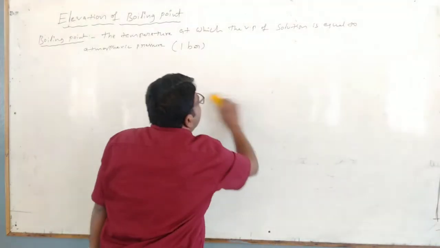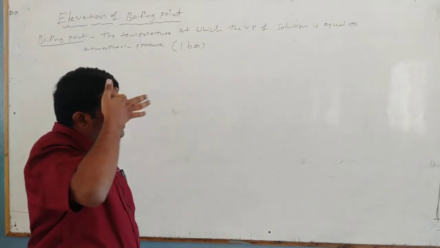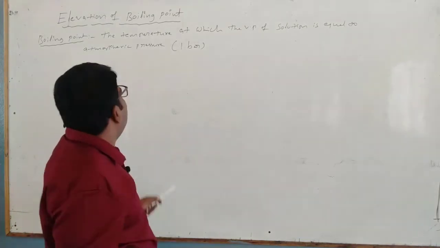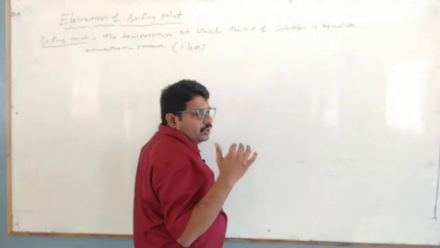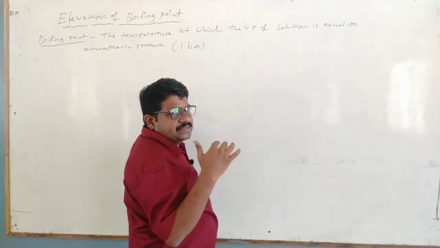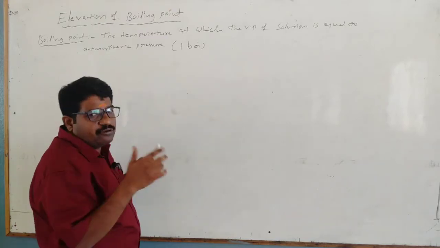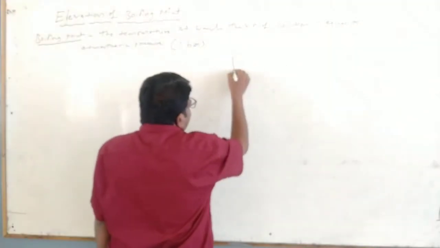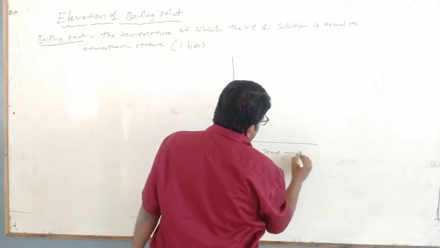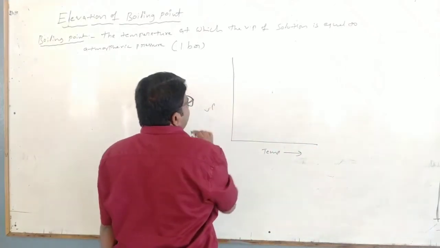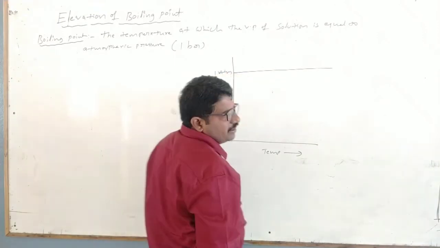So simply we can write it as: the temperature at which the vapor pressure of the solution is equal to the atmospheric pressure, that is 1 bar, is called the boiling point. Now, what is the difference between the boiling point of the solvent and the solute? You have to see. If we take a graph between temperature and vapor pressure, 1 atm is considered as the atmospheric pressure.